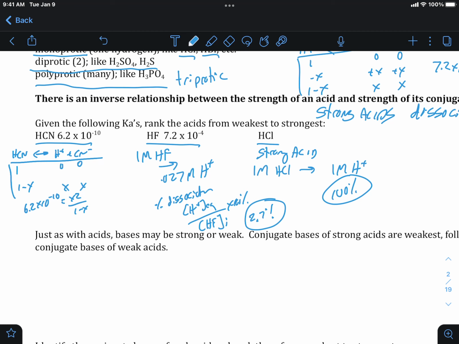Again, you can ignore the subtraction of x in the denominator. So really, effectively, you're just taking the square root. All right, so x is equal to 2.5 times 10 to the minus 5. So what's our percent dissociation? Well, it's going to be 2.5 times 10 to the minus 5 divided by 1 times 100, which will be 0.0025%.